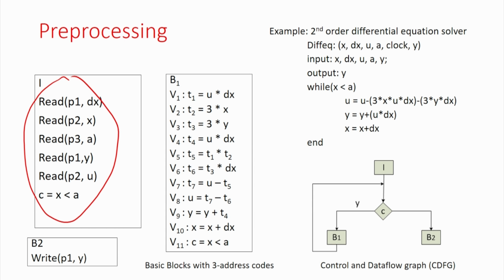Then I am reading dx through port 1, x through port 2, a through port 3, y through port 1 and say y through port 2. That is what I have decided: I am going to read these 5 inputs through these 3 ports using this logic.